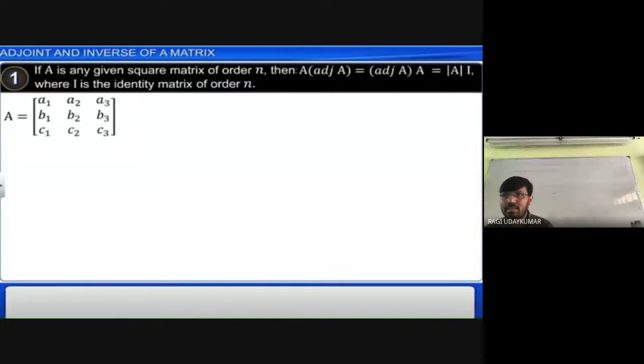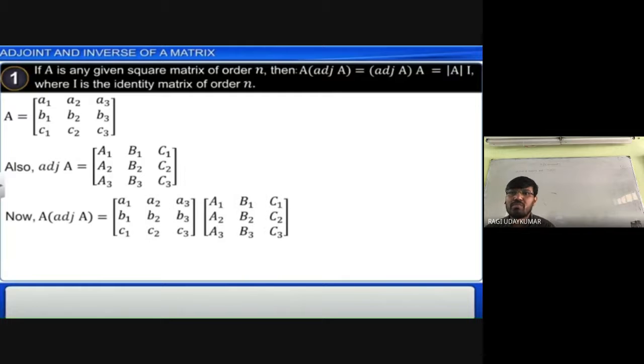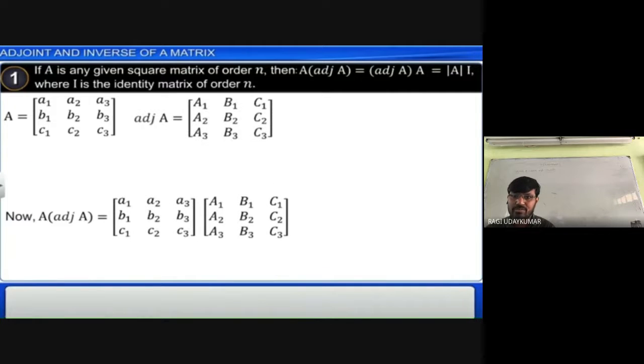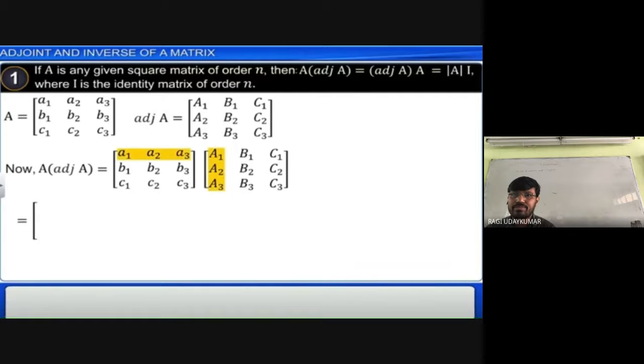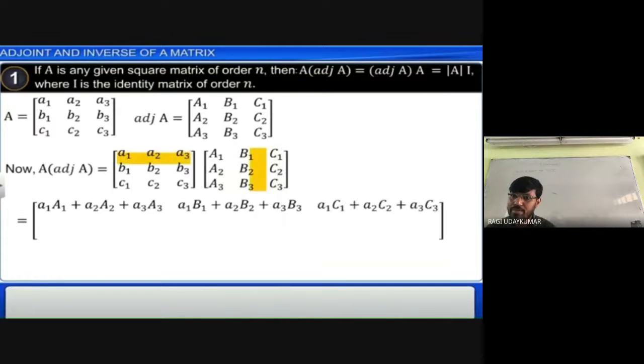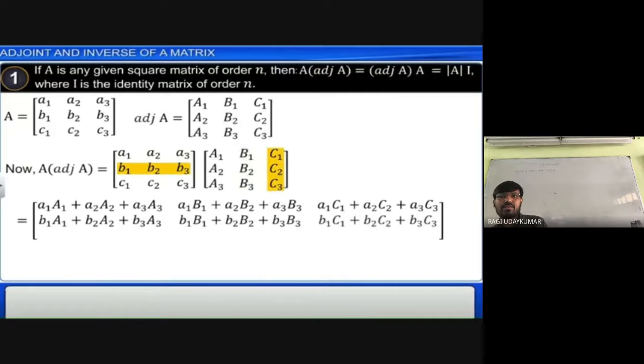Now let us see the proof in the way we have. A is equal to the matrix with rows A1, A2, A3, B1, B2, B3, C1, C2, C3. The adjoint of this matrix is represented by capital A1, capital A2, capital A3 in the first column, B1, B2, B3 in the second column, C1, C2, C3 in the third column. Now when you multiply A into adjoint of A, we are going to get capital A1, A2 capital A2, A3 capital A3, and here everyone see, this is the product we are going to get.